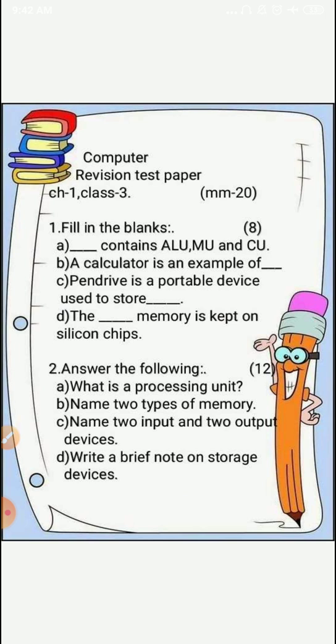Let me read the question paper for you. Question number 1, fill in the blanks. A. Dash contains ALU, MU and CU. B. A calculator is an example of dash. C. Pen drive is a portable device used to store dash. D. The dash memory is kept on silicon chips. Question number 2, answer the following. A. What is a processing unit? B. Name two types of memory. C. Name two input and two output devices. D. Write a brief note on storage devices.